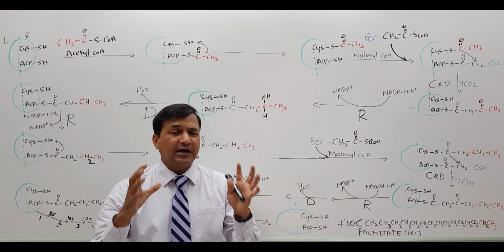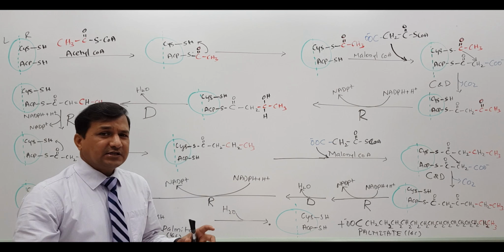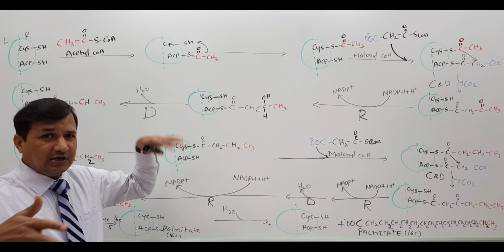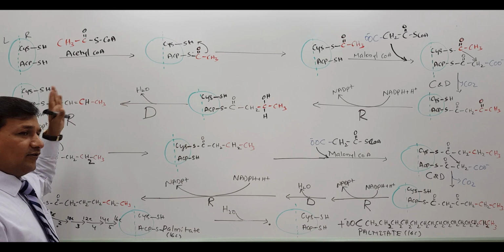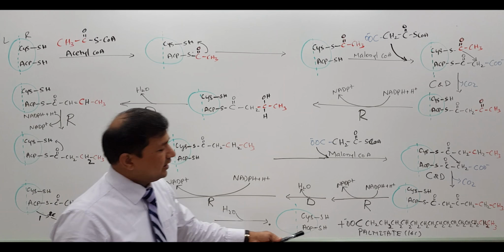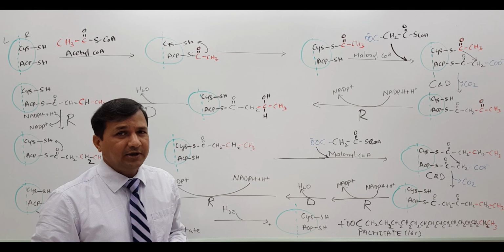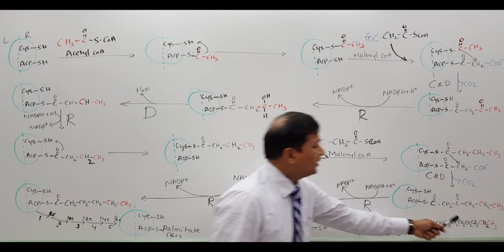Now, fatty acid synthase complex has two subunits, meaning two functional divisions, on the left side and on the right side. On the right side, you get one fatty acid. On the left side, you get another fatty acid. Now, how do you track carbons? If you look at the saturated fatty acid synthesized here, the 16 carbon saturated fatty acid, palmitate, carbons 1 to 14 are coming from malonyl-CoA and carbons 15 and 16 are coming from acetyl-CoA.